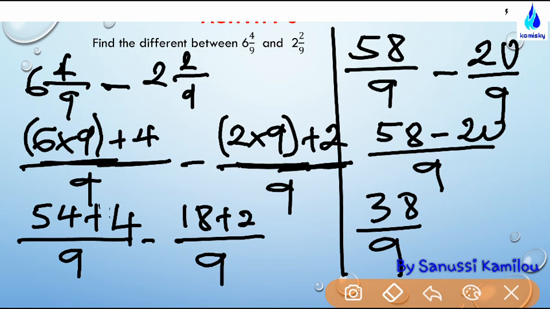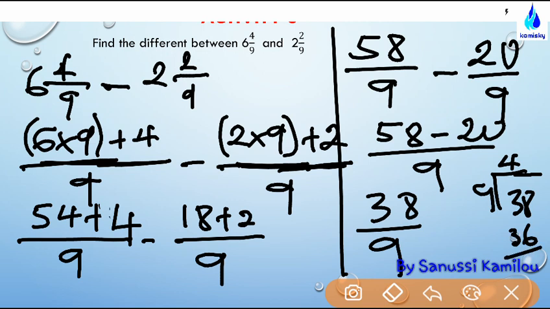That is 38 divided by 9. How many times will 9 go into 38? Do your calculation fast. Did you say 4? Nice one. 4 times 9 is what? 36.